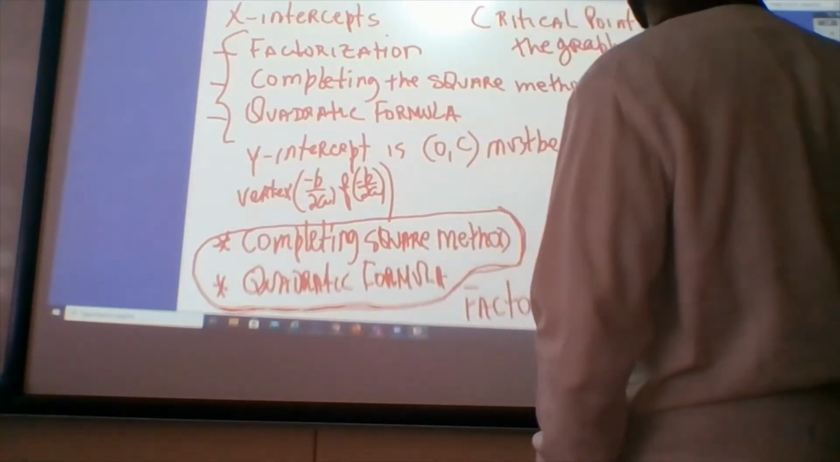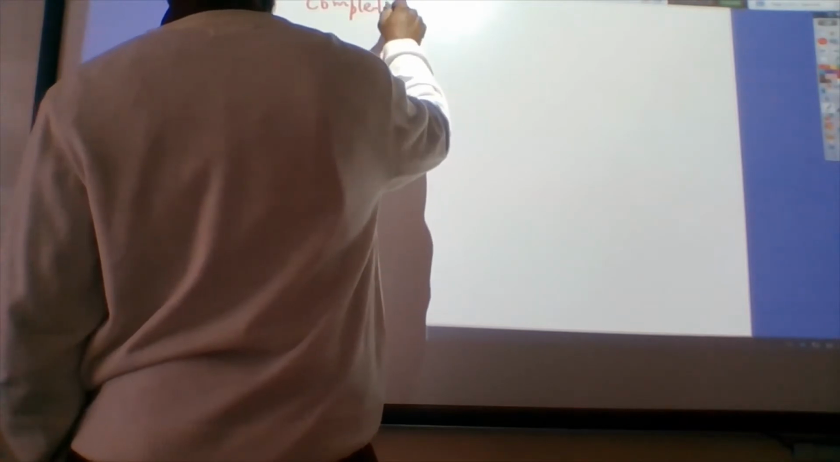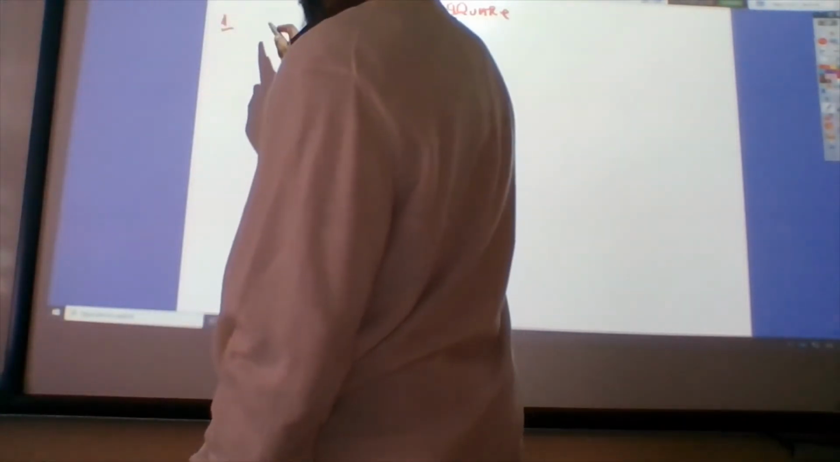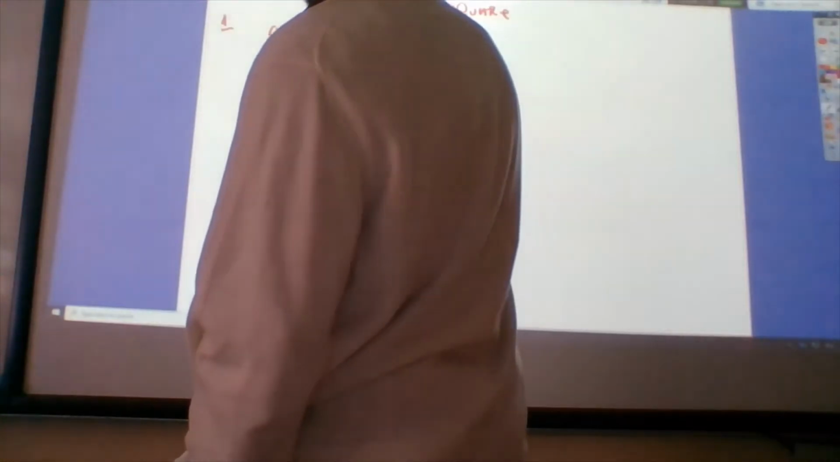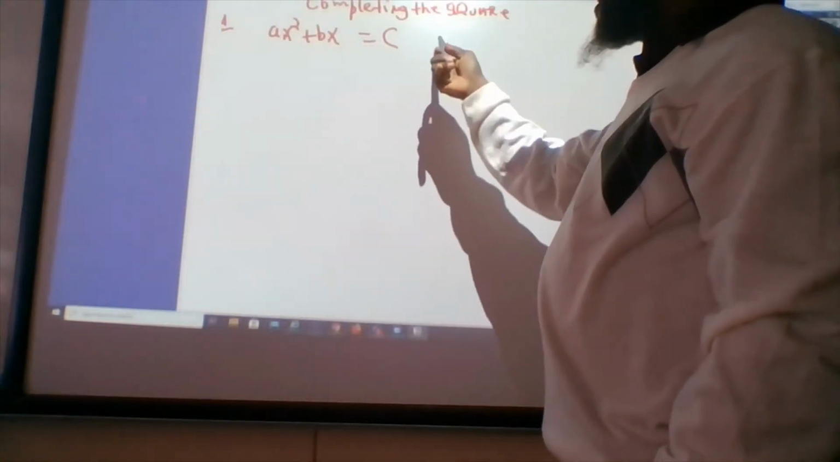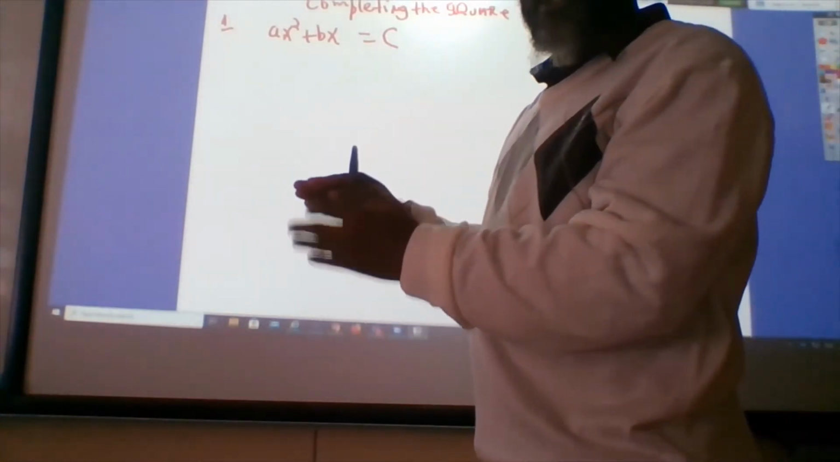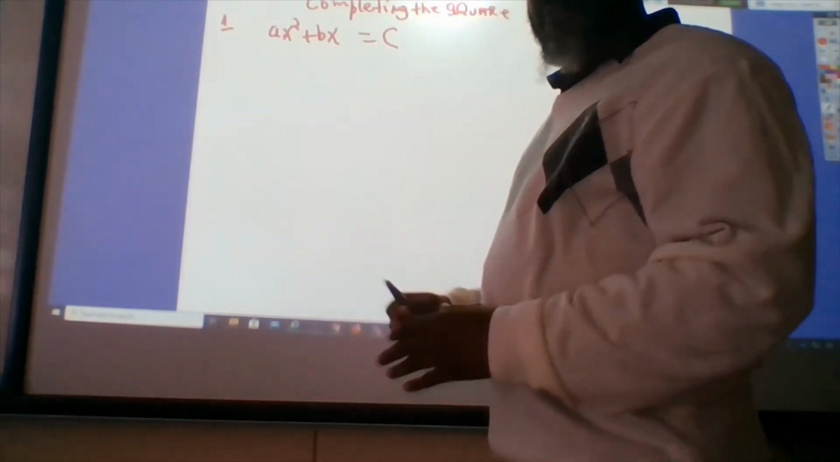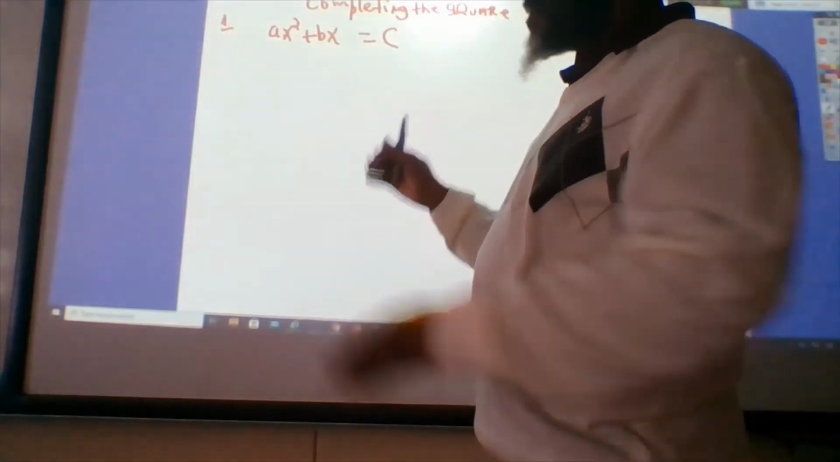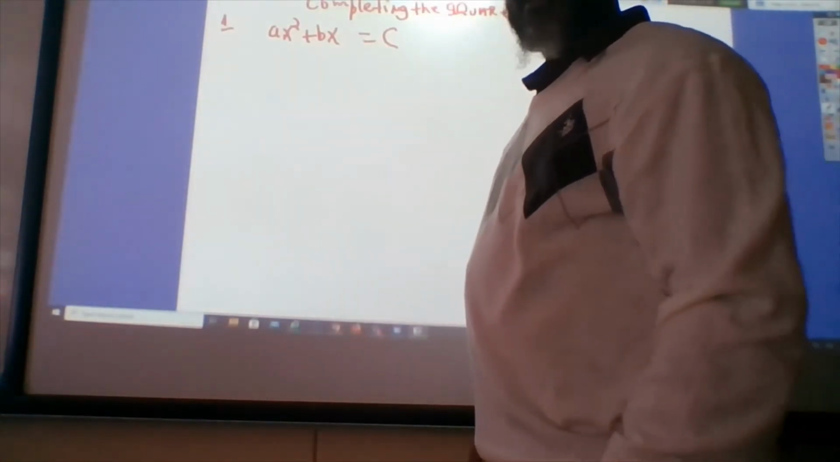So let's go over completing the square. Since completing the square is a process, we're going to see what the process is. First rule: make sure your equation is in the form ax squared plus bx is equal to c. That means you have to move c to the other side. To do this, you keep all of the variables on one side of the equation and move the constant to the other side. So first, your equation must be in this form: ax squared plus bx is equal to c.